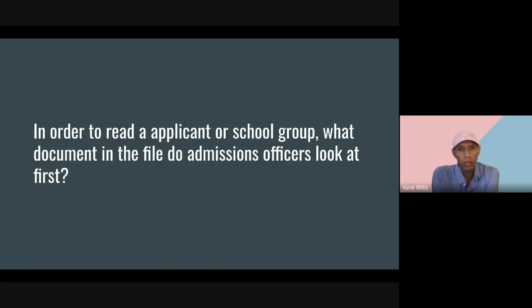So, in order to read an applicant, what do you think colleges have to look for in the application in order to really first start understanding who this applicant truly is? Like, what is going to be the document? And that document is called a school profile. If you haven't seen your school profile or don't even know what it is, you should ask your college counselor to send it to you.